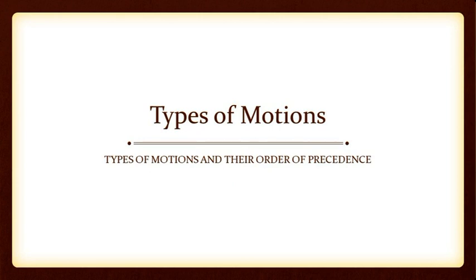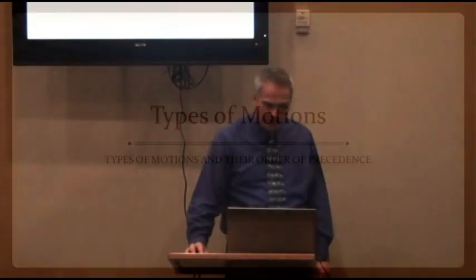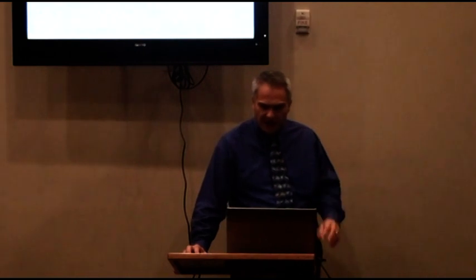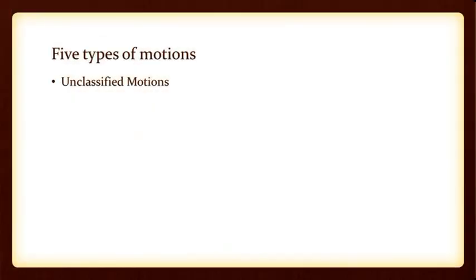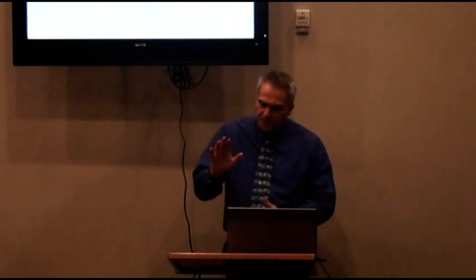Let's talk about types of motions and their order of precedence. Five kinds of motions. And I'm listing these in reverse order of their precedence, and we'll talk about that in just a minute. First of all, unclassified motions. These motions enable certain items to be reconsidered. In general, they're brought up when no business is pending.